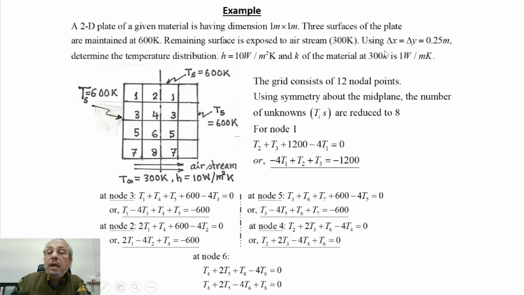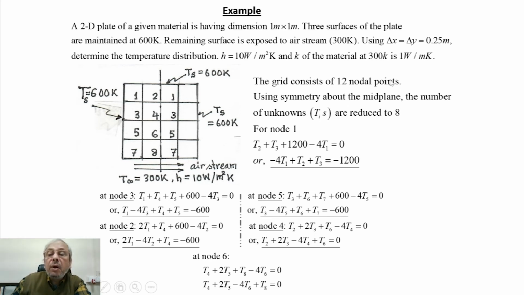sorry, this is not lowercase k, this has to be uppercase K, 300 K Kelvin. Please consider this as capital K. So 300 K is the airstream temperature, and the thermal conductivity of the material at 300 K is 1 watt per meter Kelvin. This is the thermal conductivity of the material, 1 watt per meter Kelvin, poor thermal conductivity. So maybe this is some insulating material where we want to find out the temperature distribution.